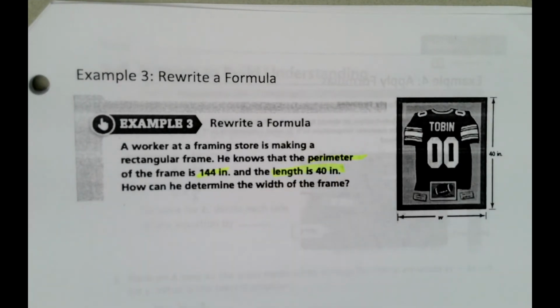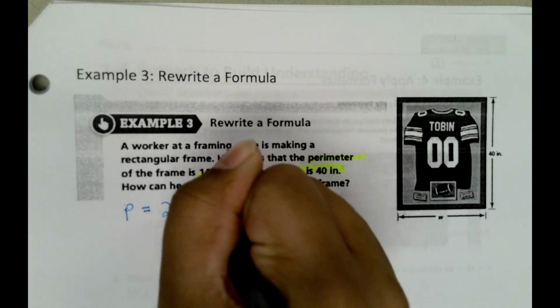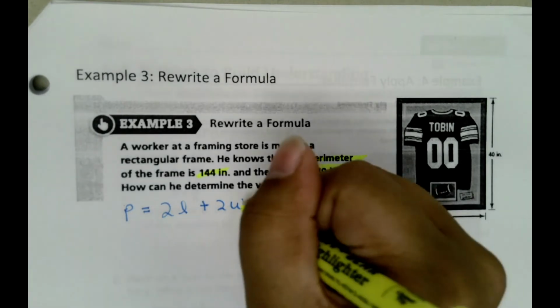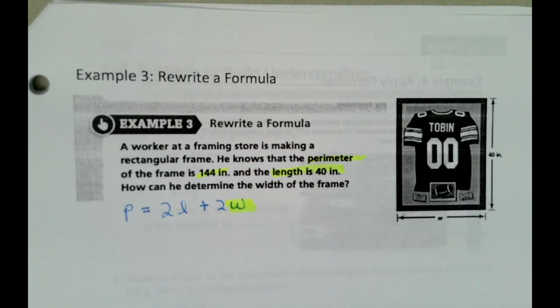We know our length, we know our perimeter, but we need to get W all alone. Well, what's bothering W? That 2L. So let's kick it out. Well, we kicked out our 2L. Now we're left with P minus 2L, because we can't do anything with that, right? is equal to 2W.